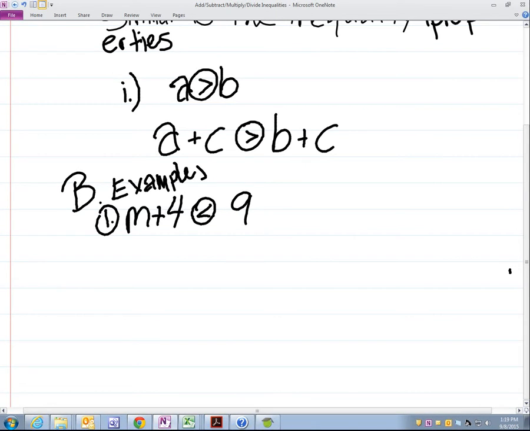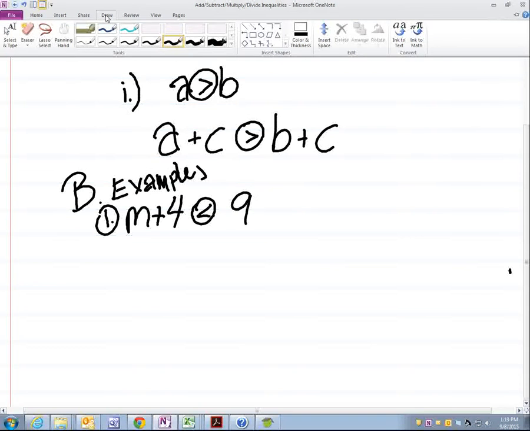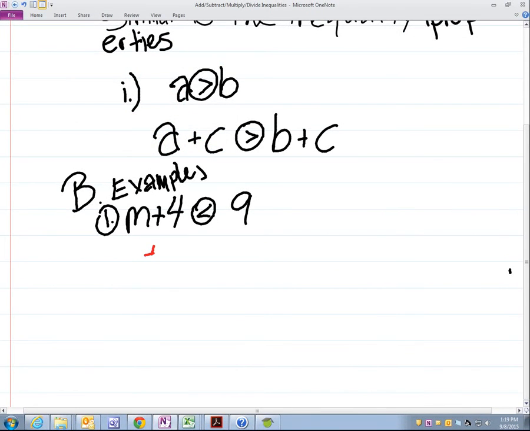is less than 9. So what's happening to our variable? What's happening to our variable here? Raise your hand. Yes? It's getting increased by 4 in order for it to be less than 9. So in order to undo that, we have to subtract 4 from both sides. Now we have m is less than 9 minus 4. Everybody? 5. Good. Just making sure we're keeping with our integers. And I circle that guy.